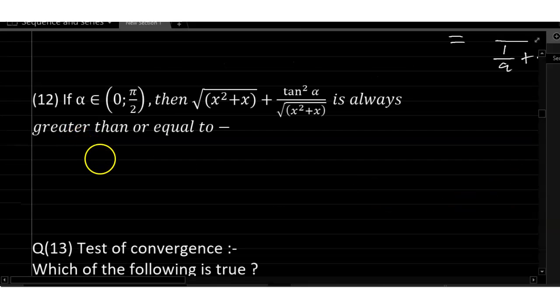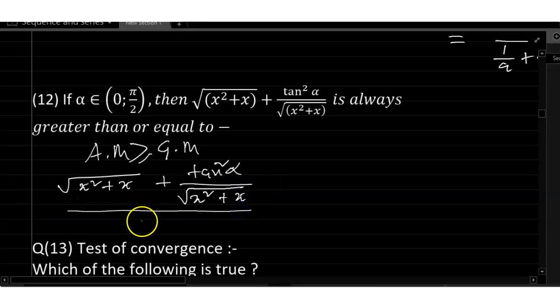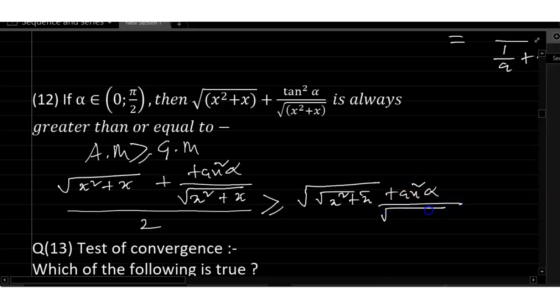Next problem is AM greater than or equal to GM. So (x square plus x tan square alpha) divided by (x square plus x) divided by 2 is greater than or equal to the root over (x square plus x tan square alpha) divided by the root over x square into x.